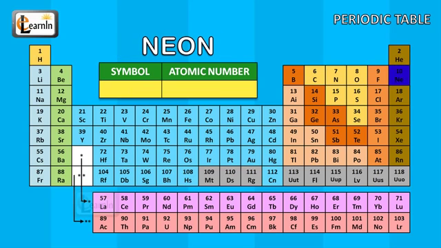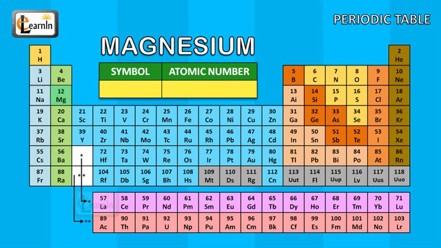The element neon is represented as Ne and has an atomic number of 10. The element sodium is represented as Na and has an atomic number of 11. The element magnesium is represented as Mg and has an atomic number of 12.